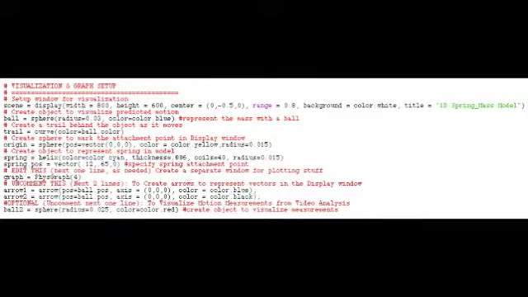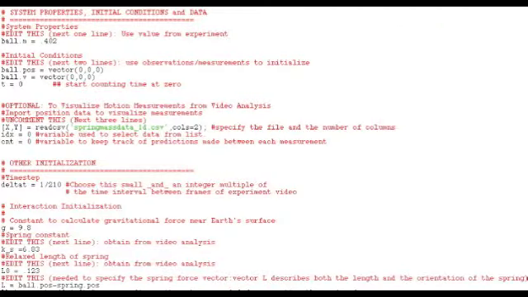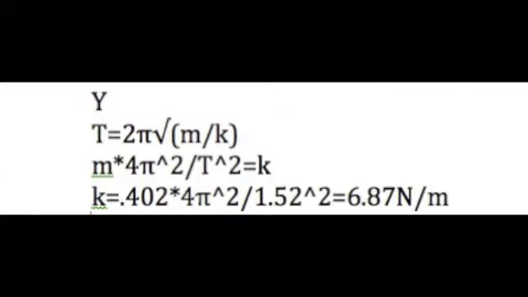Now, with regards to making our model in Python, in this first block of code, we set up our graphics for the prediction simulation. Then I set the initial conditions including k and L naught. I set the oscillation period of y equal to 2 pi times the square root of m over k to obtain k. Then I set the gravitational force equal to the spring force when the object was hanging at rest to solve for L naught.